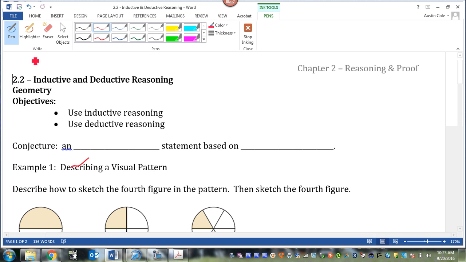So what we're going to do first, it's kind of new, guys. Okay, so a conjecture is an unproven statement based on observations.